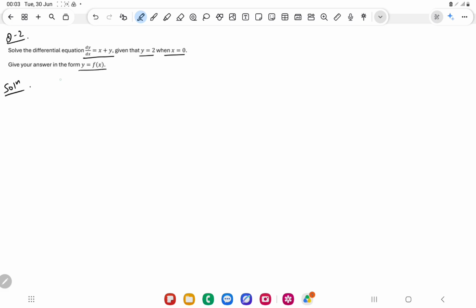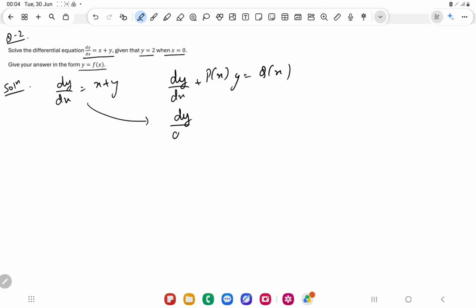So let's start. First of all, when you look at the differential equation very carefully and compare it with this type of differential equation, I can clearly see that I can transform this equation as dy by dx minus y equals x. So my P(x) value will be -1 and my Q(x) will be x.